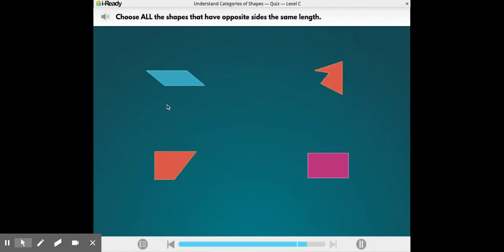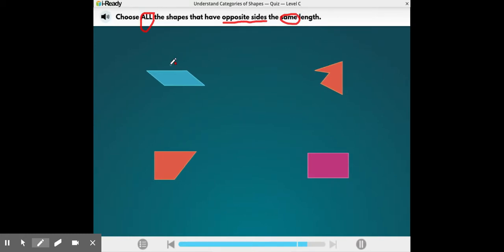Choose all the shapes that have opposite sides the same length. All right, there's a couple of things that can trip you up on this question. First of all, choose all the shapes. That means there could be more than one. And then we're looking at opposite sides that have the same length. Opposite means not right up against each other, but opposing each other.